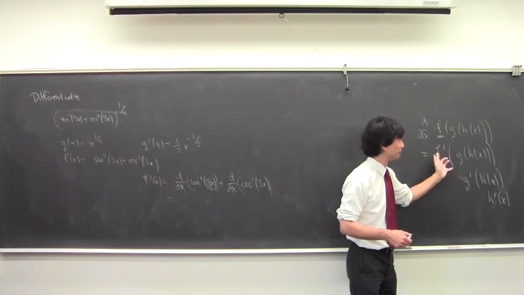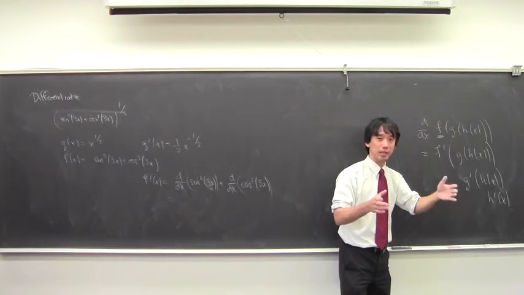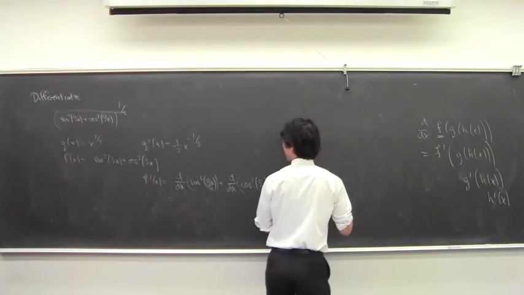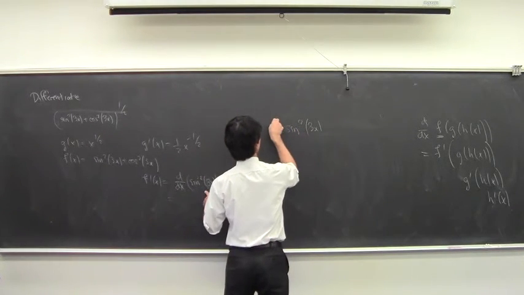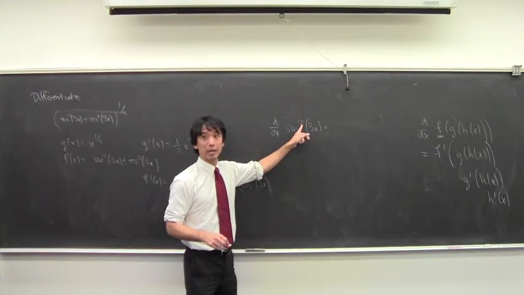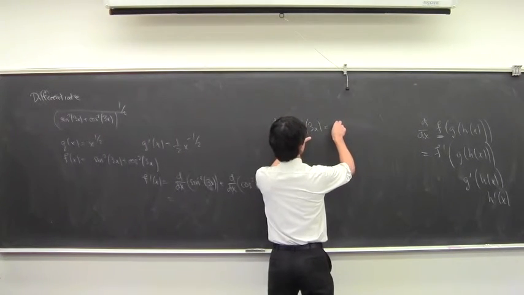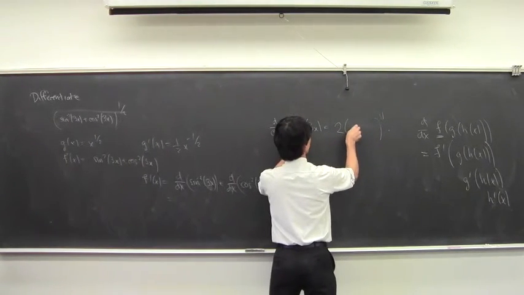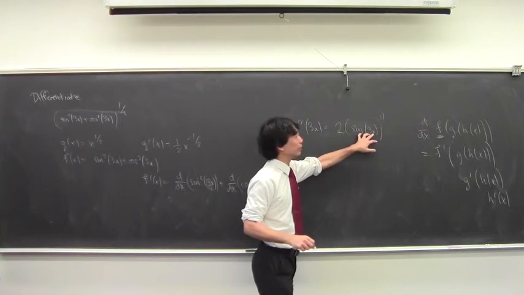So you see how it goes, right? You sort of do the outside guy, evaluate it at the inside guy, times the derivative of the inside guy, right? And so on. So here we have sine squared 3x, and we're taking its derivative, right? So the absolute outside guy is the squaring function. So I take the derivative of the squaring function, and I evaluate it at the inside guy, times the derivative of the inside guy.